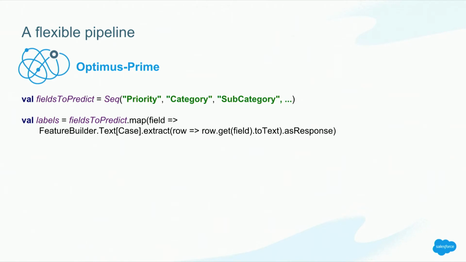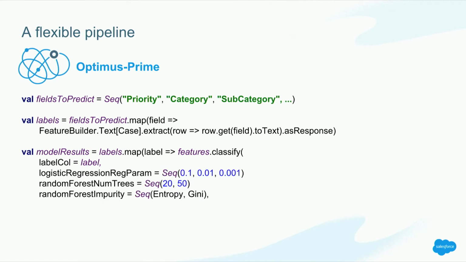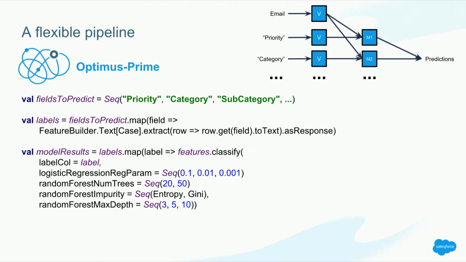And the next step with those labels is we want to classify them. We want to train a different machine learning model on each set of labels and features. So again, we can apply another map operation and do a classification for each of those different fields. So now we can specify which models we want to train, what parameters we want to try. For each field, for each customer, we'll pick the absolute best one. So again, we see that scalable pipeline. It's as simple as passing in a different sequence of fields to predict for each customer.